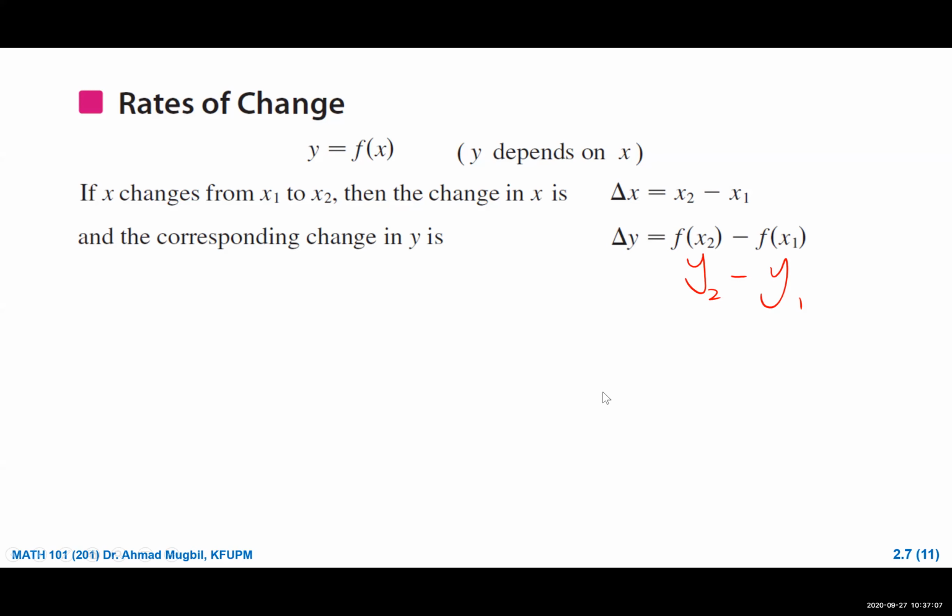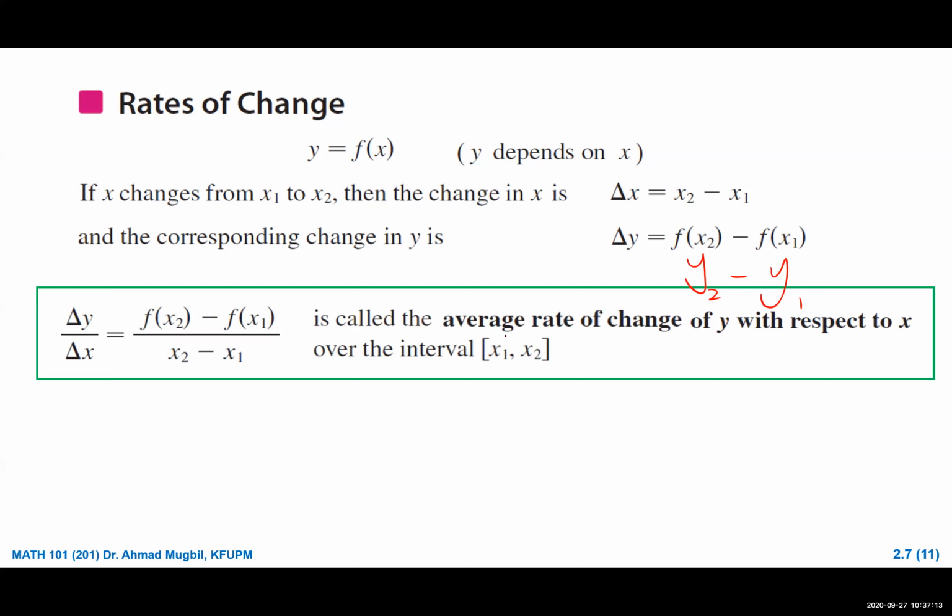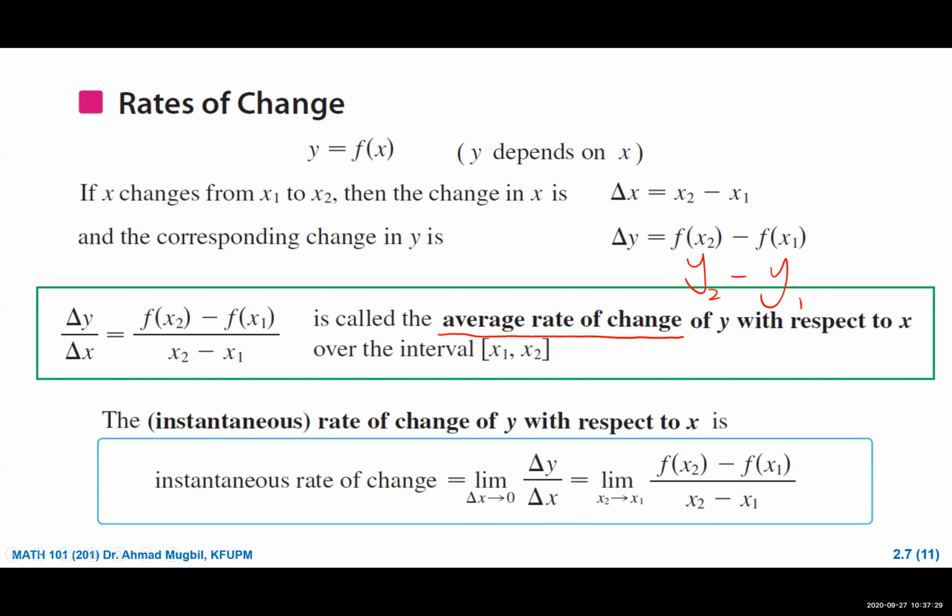Now, if you take the quotient of them, the ratio of them, you have what is called the average rate of change. So you are averaging now the change between x and y, because y depends on x. So it will be delta y over delta x. And you know that this is, of course, the change of y with respect to x in that case, because y is the function here.